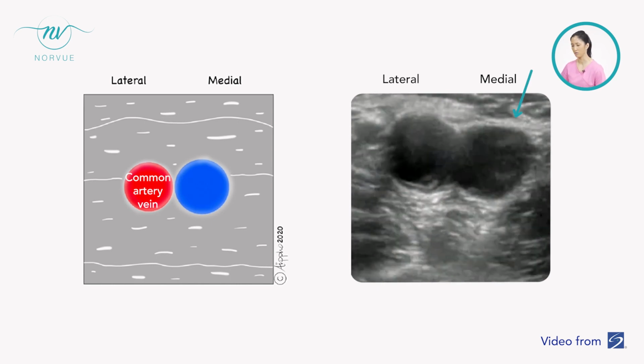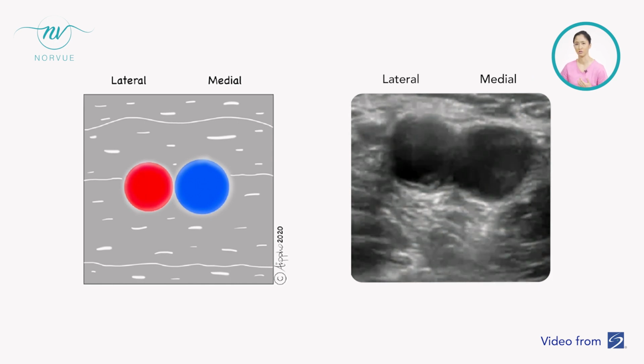If you want to be more sure that what you look at is correct, you can also put on a color Doppler, but you can also put a compression on the blood vessels, so you can see if the vein is compressible or not.